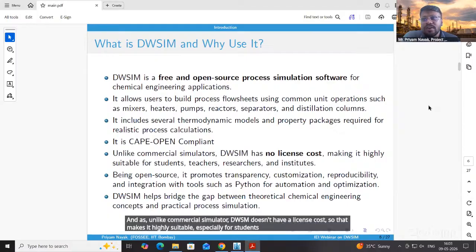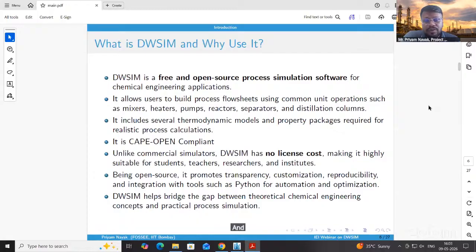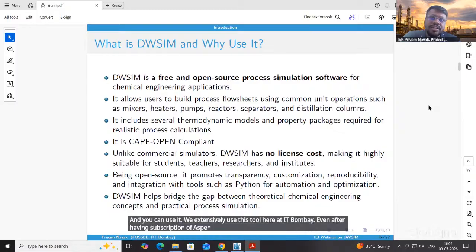for teachers, for the colleges which cannot afford a simulation tool. They can definitely make use of it, integrate this tool along with your curriculum. We extensively use this tool here at IIT Bombay. Even after having a subscription to Aspen Plus, we do use DWSIM. We rely heavily on DWSIM in all our courses, starting from process design 1, process design 2. All our courses, we rely heavily on the DWSIM tool.